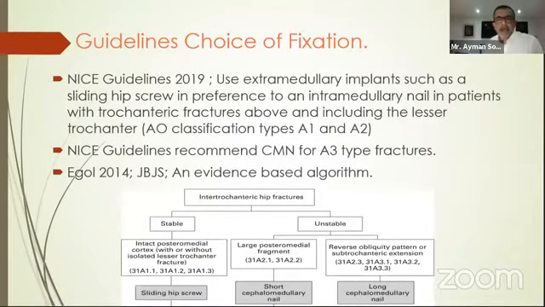So what is the guidance? Well, how are we going to manage these fractures? The National Institute for Health and Care Excellence says simply that you're advised as an orthopedic surgeon to use an extramedullary device like a sliding hip screw, which is the DHS, for all fractures above the lateral trochanter, which are A1 and A2s, and to use an intramedullary device like a cephalomedullary nail for all A3 types.